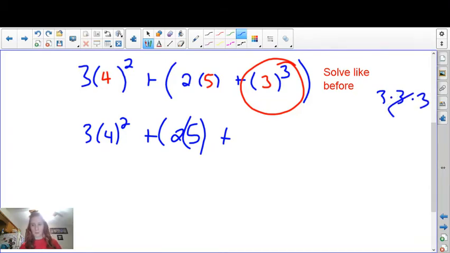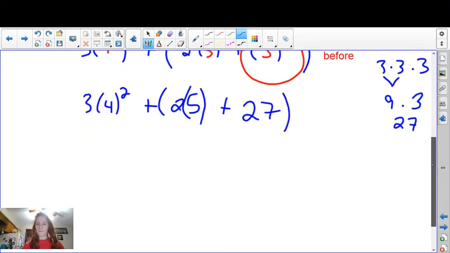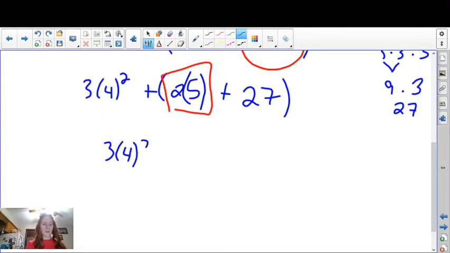Ooh, boy, this computer. I'm telling you. 9 times 3 is 27. Next, I'm going to do this part. So I have 3 times 4 squared plus 2 times 5 is 10 plus 27.